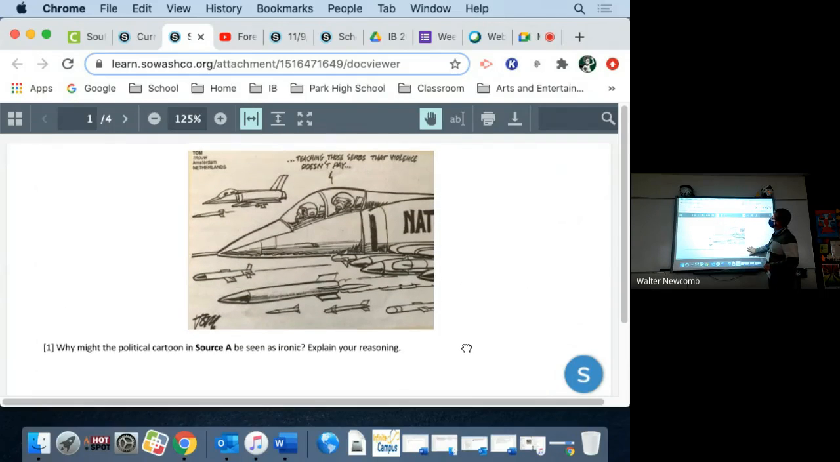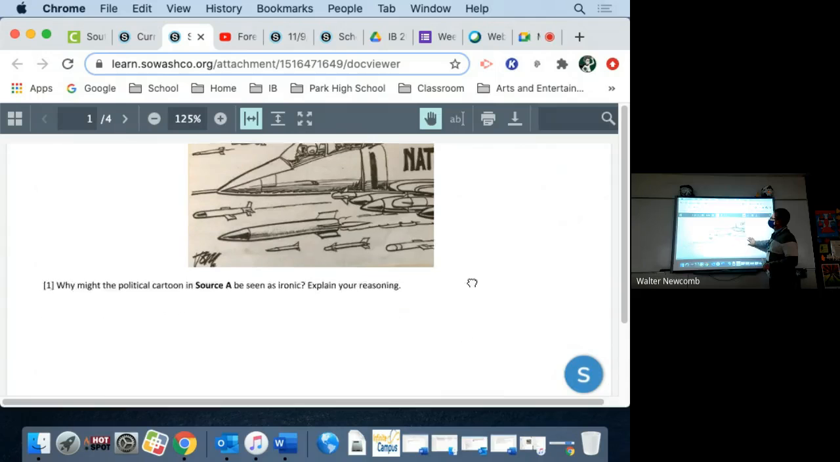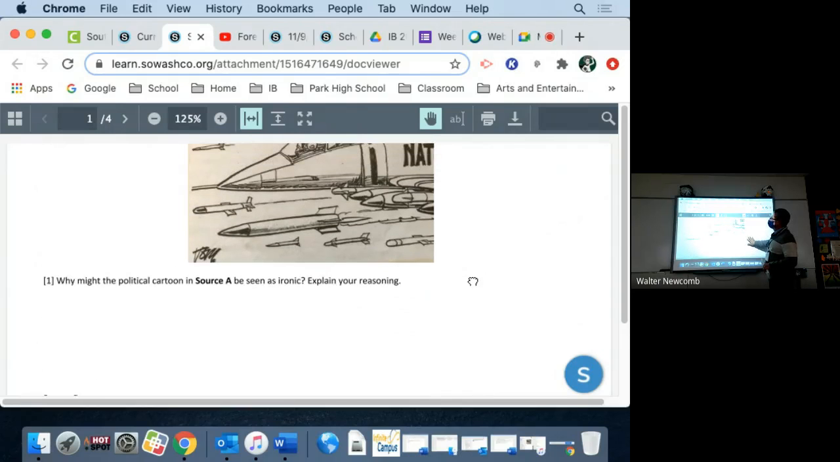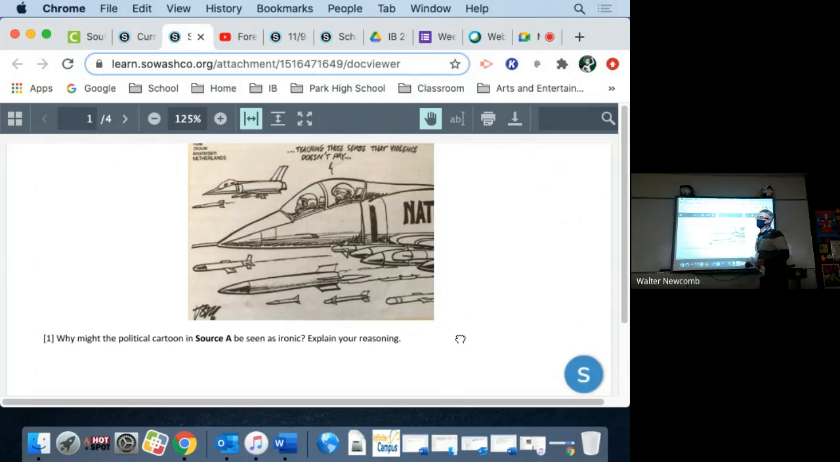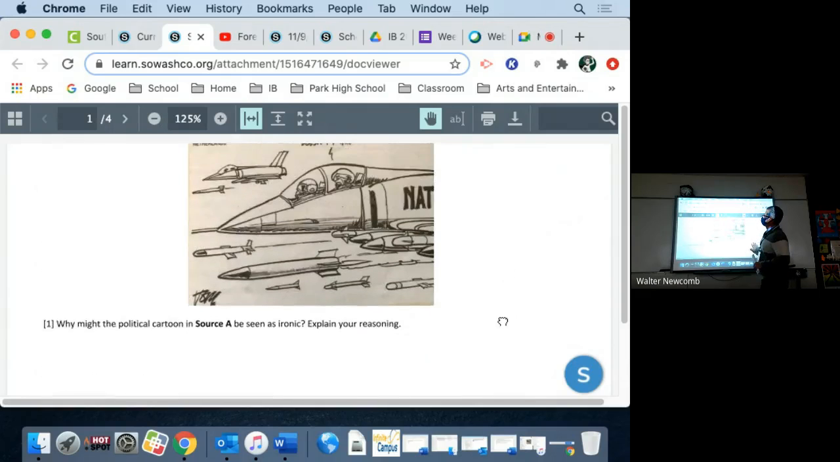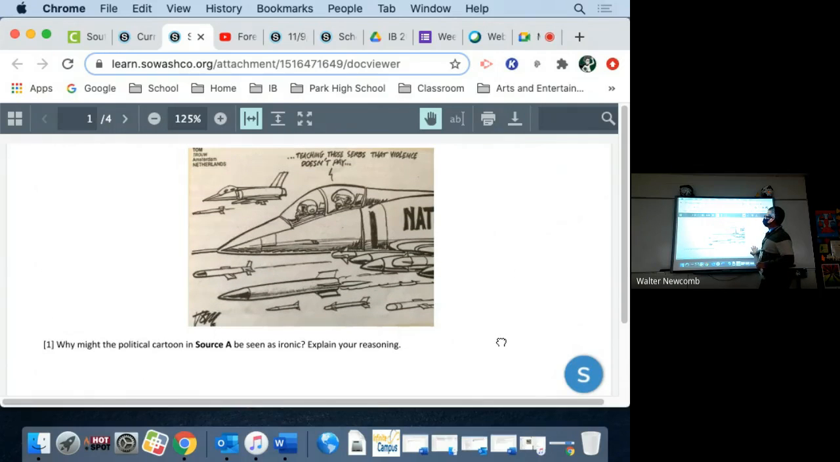So looking at this, how can this be seen as ironic? Seen as ironic. Tyson, what do you got here? It could be seen as ironic because the context is the NATO bombings of the Serbian forces, and the dialogue is teaching those Serbs that violence doesn't pay, and they're teaching them that lesson through the violence of bombing.